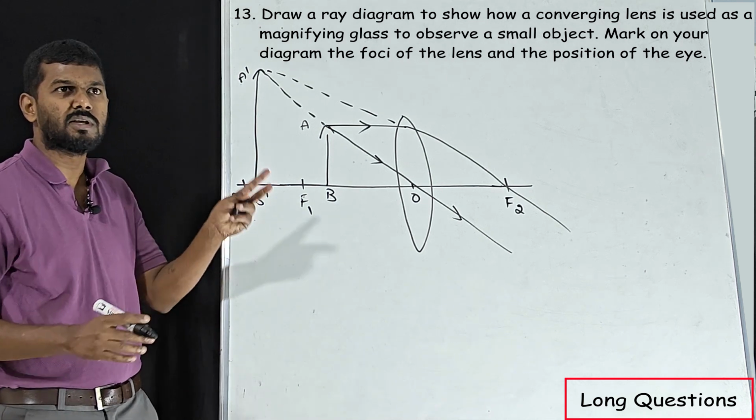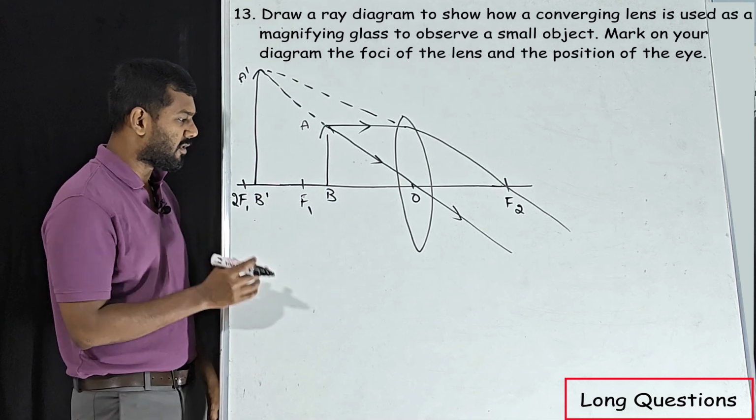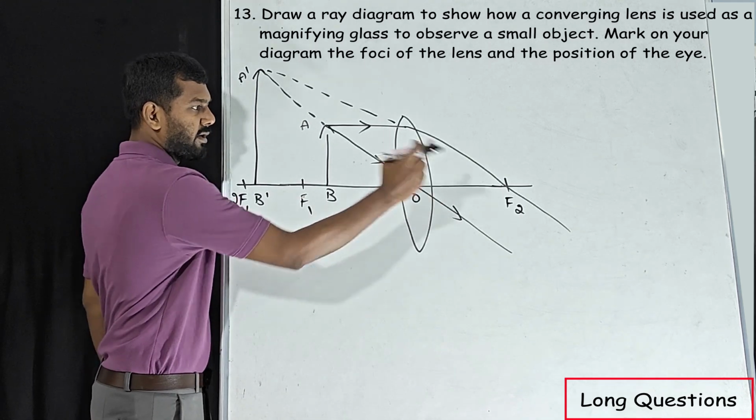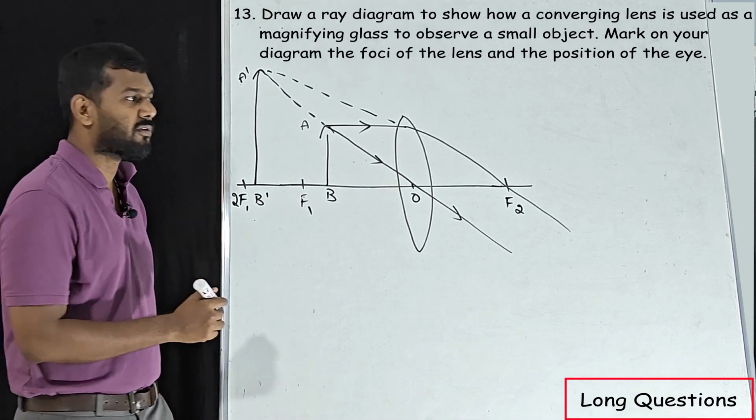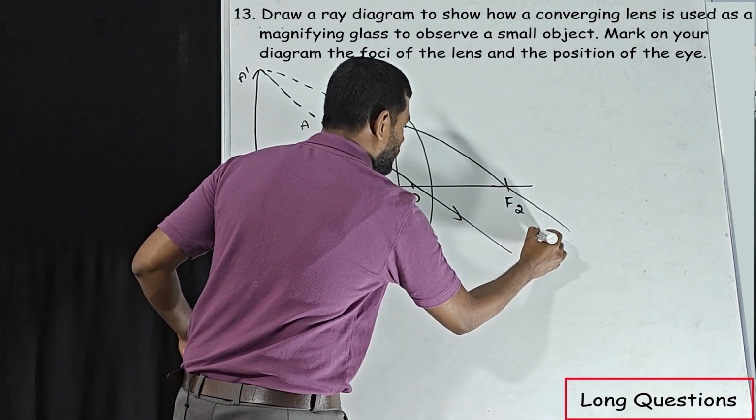Now all the foci, meaning the plural form, f1, 2f1, f2, all those things are mentioned. The only missing thing is the position of the eye. The position of the eye will be somewhere here.